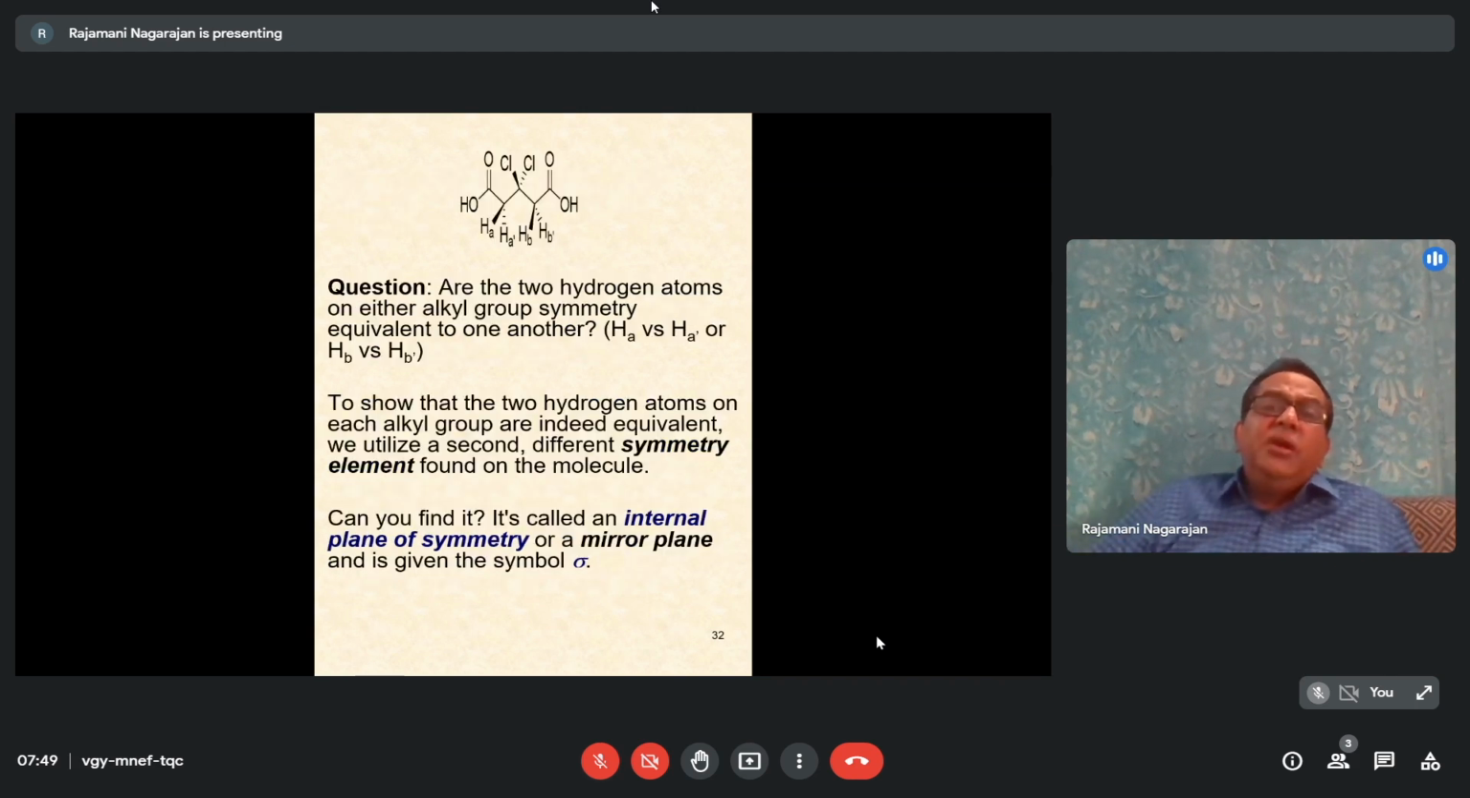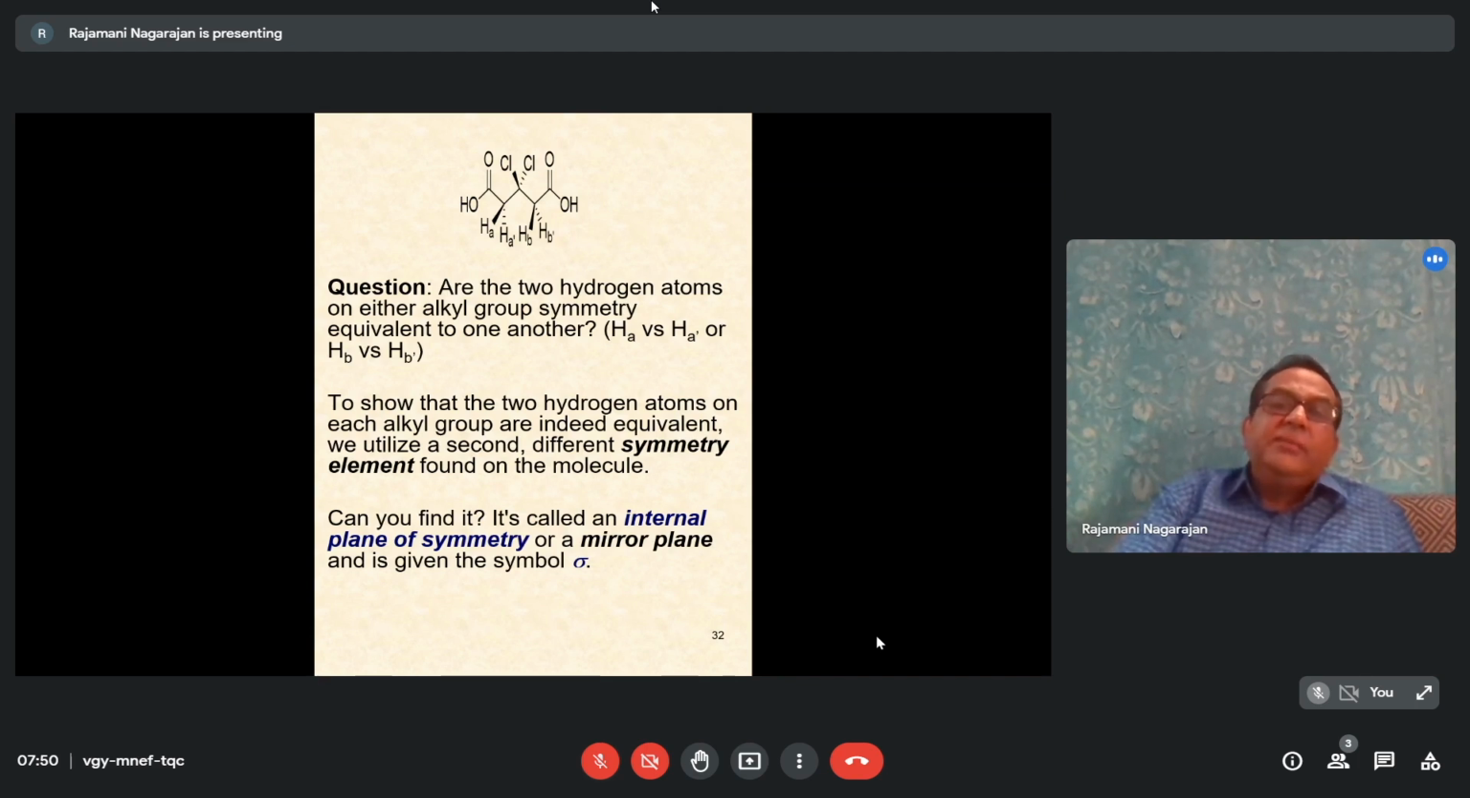Now look at this molecule very carefully and ask yourself a question. Are the two hydrogen atoms on either alkyl group symmetrically equivalent to one another, Ha versus Ha prime, or Hb versus Hb prime? To show that the two hydrogen atoms on each alkyl group are indeed equivalent, we utilize a second, different symmetry element found on the molecule. Can you find it? Yes, it is called the internal plane of symmetry or the mirror plane, and as I told you earlier, it is given the symbol sigma.